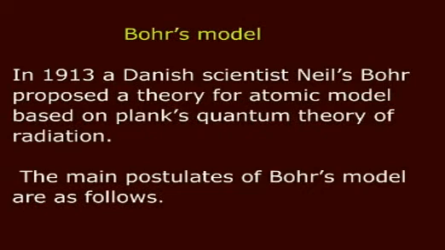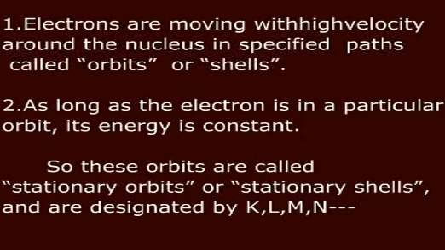Bohr's model. In 1913, a Danish scientist, Niels Bohr, proposed a theory for atomic model based on Planck's quantum theory of radiation. The main postulates of Bohr's model are as follows. Electrons are moving with high velocity around the nucleus in specified paths called orbits or shells.